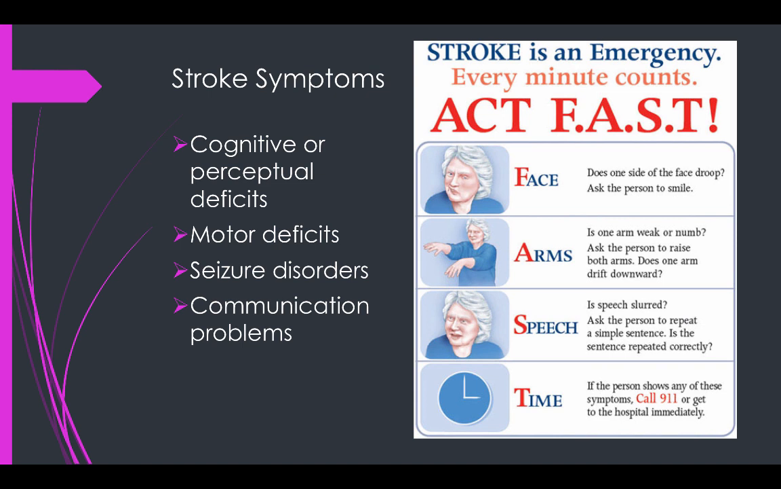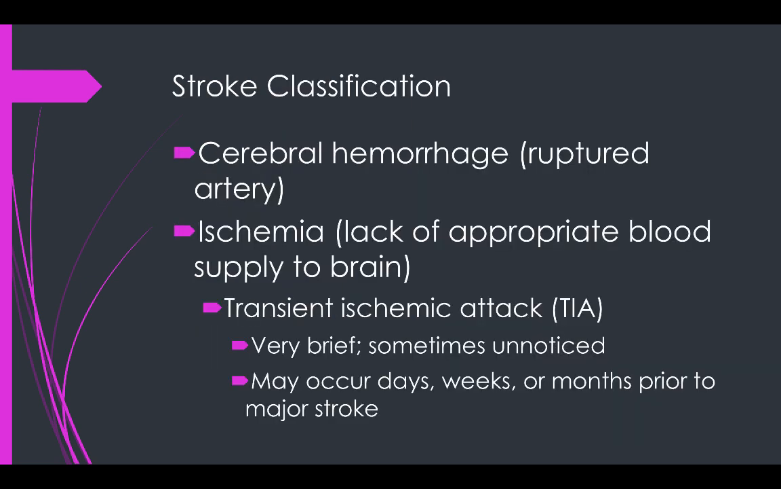We do not know whether or not they are having a stroke, and so the best thing, if we think that they may, is to call and get help or get them to the hospital. Some other symptoms may be cognition. They may not be thinking accurately, or they might have perceptual deficits in what they're perceiving is occurring. We might see some motor impairments. They may end up having a seizure because of a stroke, and they may show some communication problems.